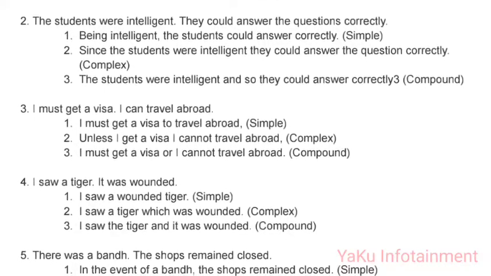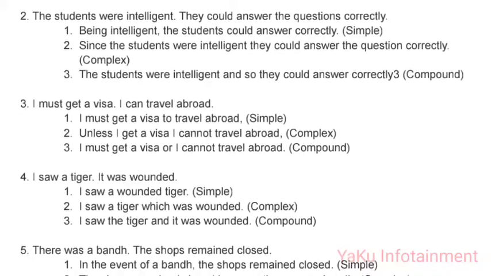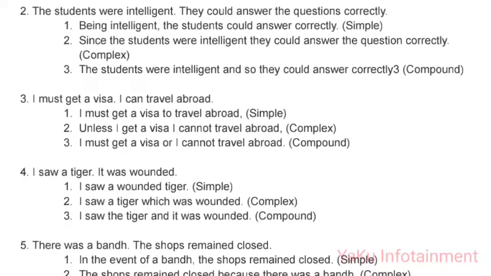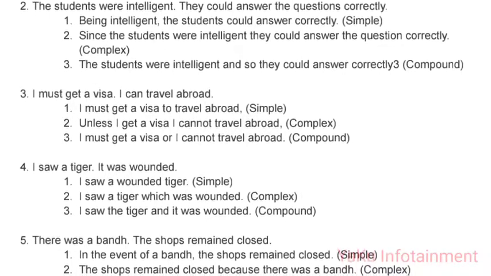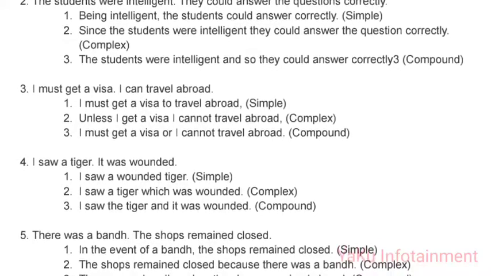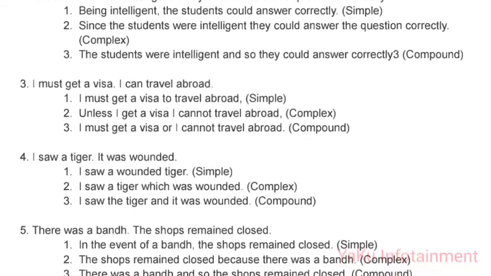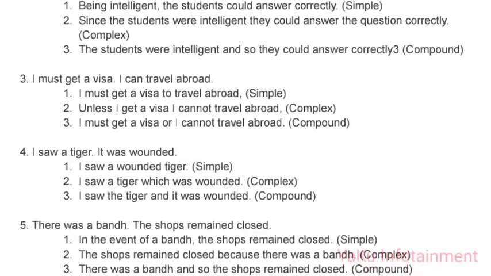4. I saw a tiger. It was wounded. Simple. I saw a wounded tiger. Complex. I saw a tiger which was wounded. Compound. I saw the tiger and it was wounded.